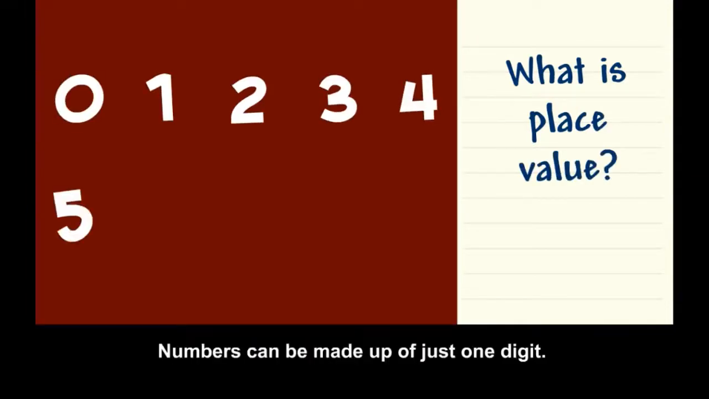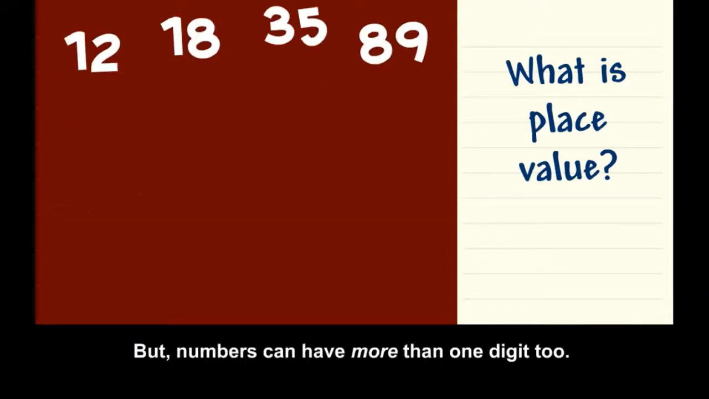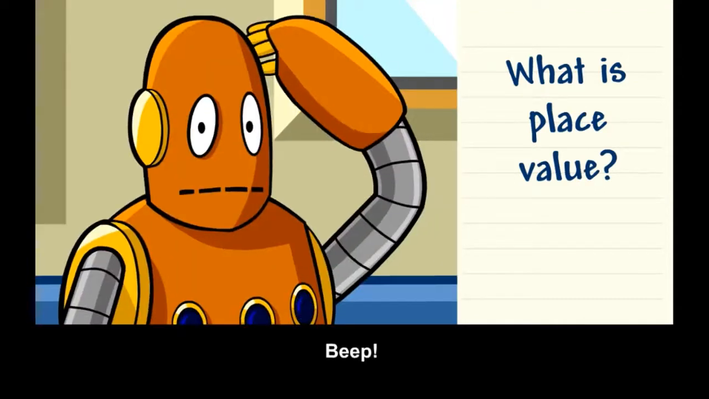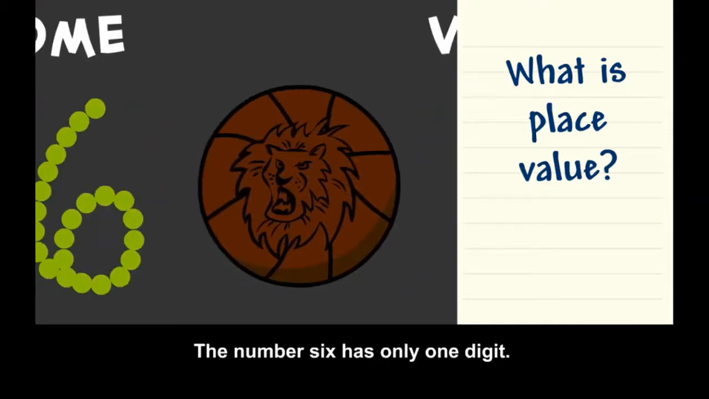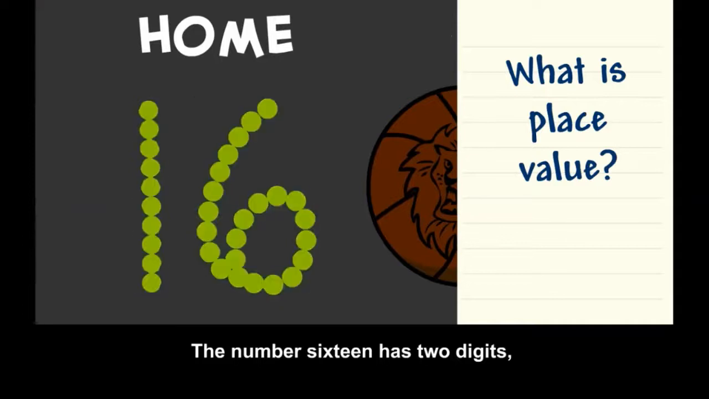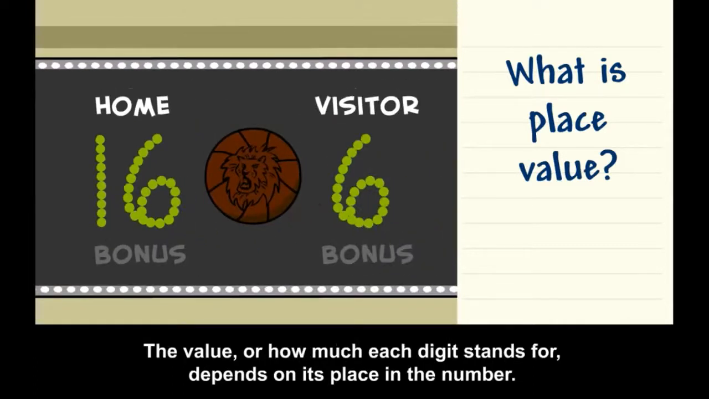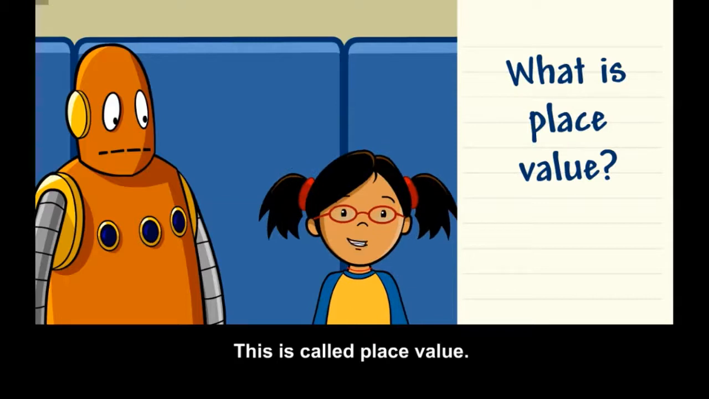Numbers can be made up of just one digit. But numbers can have more than one digit too. The number 6 has only one digit. The number 16 has two digits, 1 and 6. Each digit in a number stands for a group. The value, or how much each digit stands for, depends on its place in the number. This is called place value.